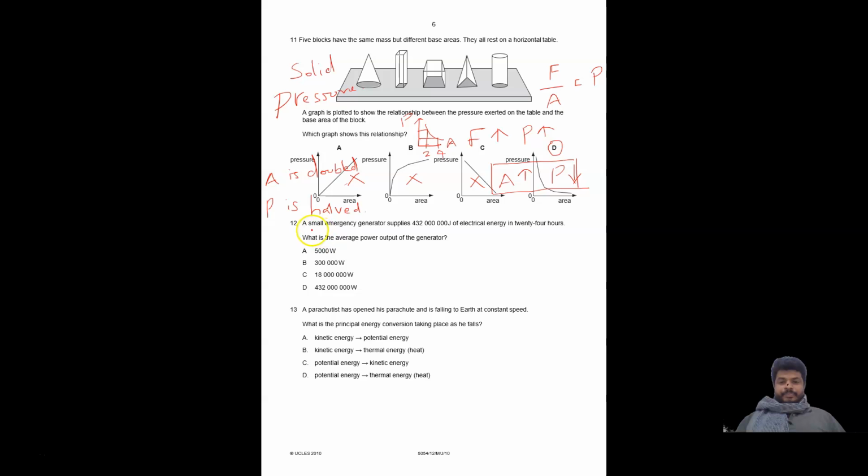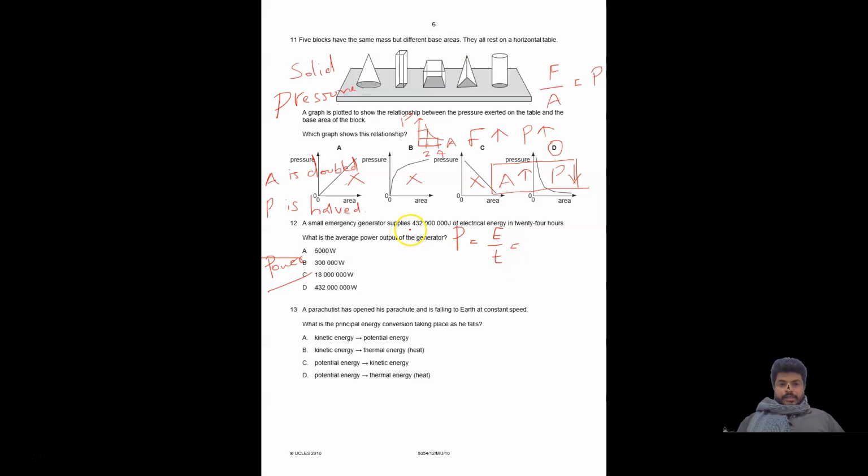Number 12. A small emergency generator supplies 432 million joules of electrical energy in 24 hours. What is the average power output of the generator? So the topic name is power, that is work, energy, and power. There will be one or three questions, 2-3 questions will be there. The formula for power is equal to energy over time.